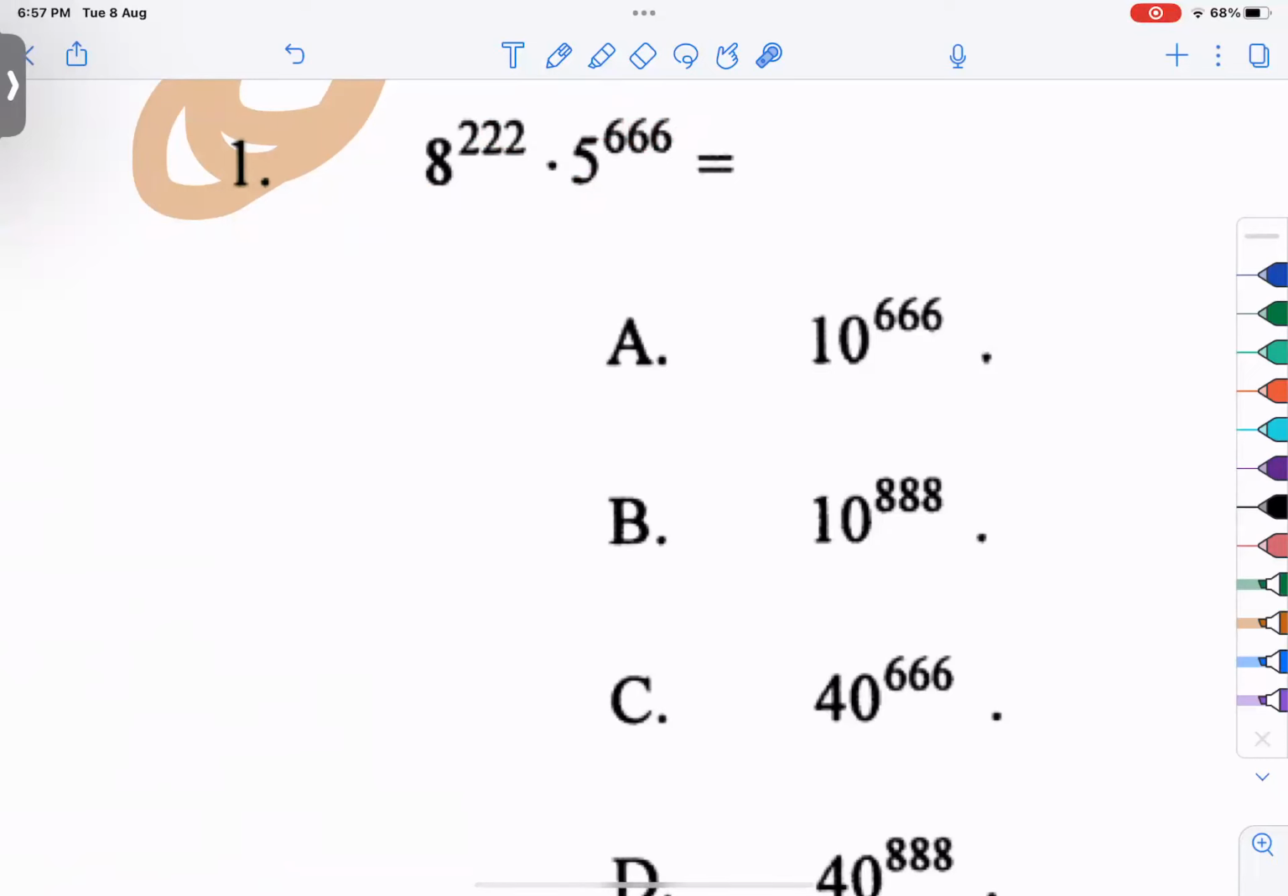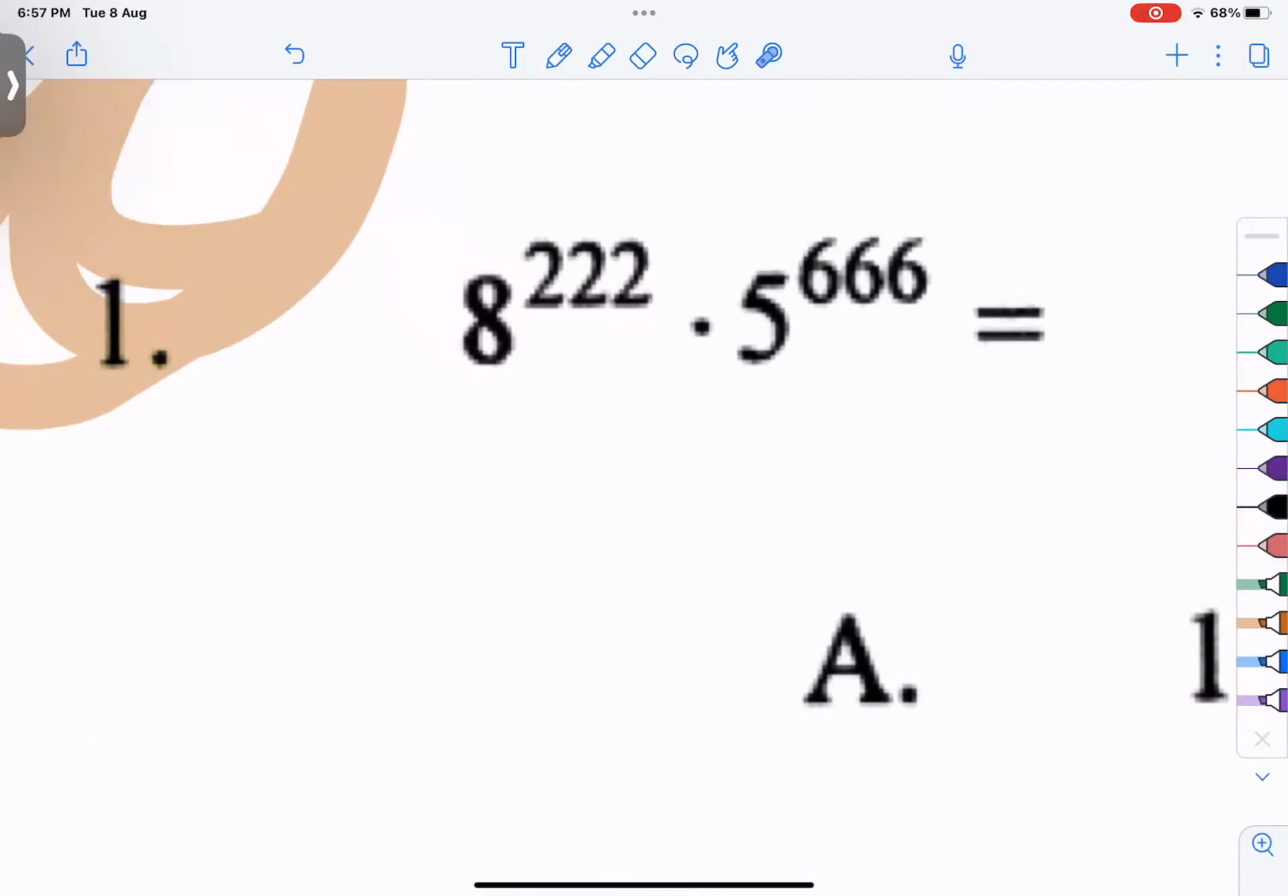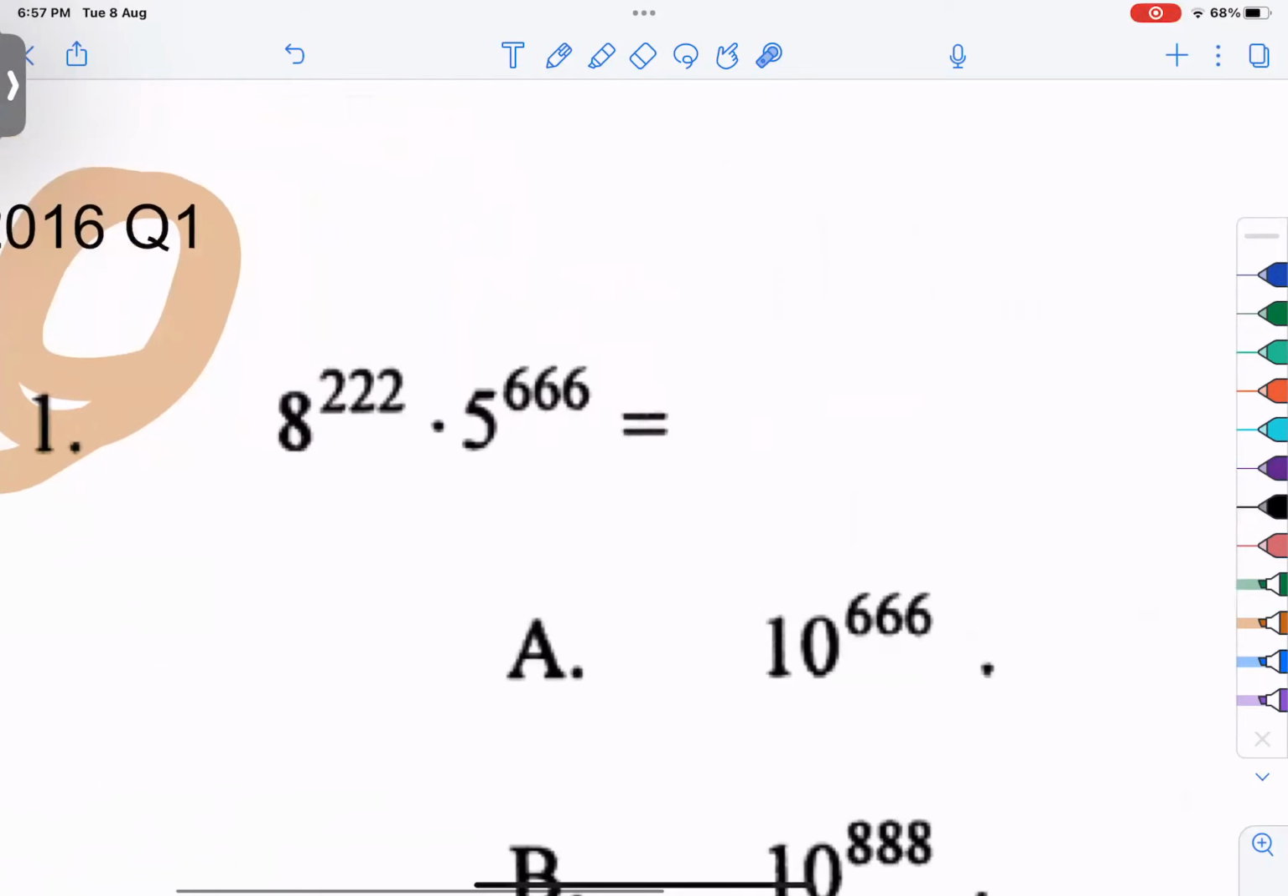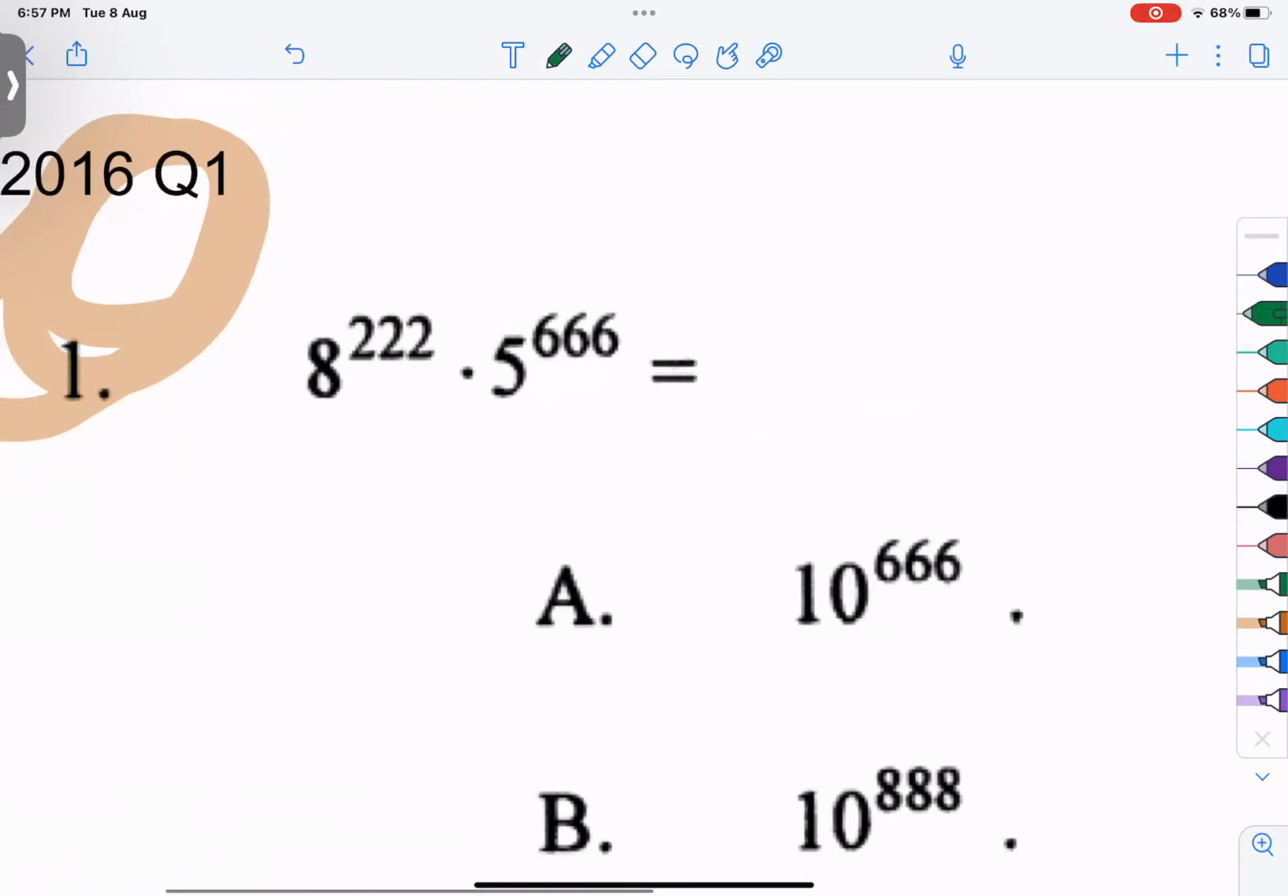I have to try anything. But now these numbers look so stubborn. How can I change them? 5, it's such a prime number. It cannot be divided by anything. It can't be done anything. How about 8? Can 8 be replaced by something else? 2 to the power of 3. Yes, 2 to the power of 3 is 8. So you replace this 8 by that. 2, 3.